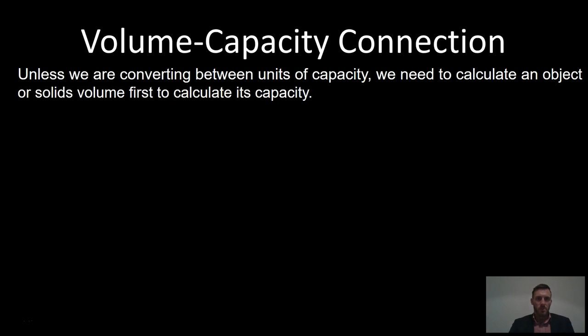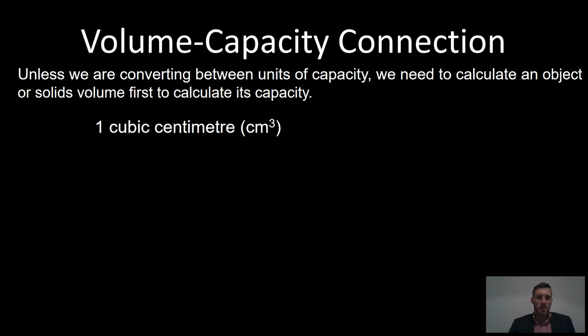Unless we are converting between units of capacity, we need to calculate an object or solid's volume first to calculate its capacity. For containers holding liquids and gases, we do not specify their volume in cubic centimeters or cubic meters. A container's size is specified in centimeters or meters cubed, but how much liquid or gas the container holds is specified in milliliters or liters. Remember this, volume is how big a container is, but capacity is how much the container can hold.